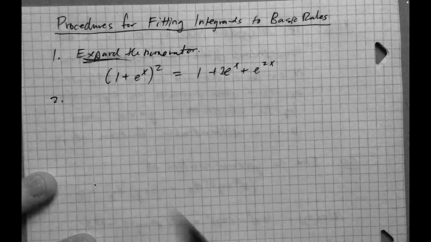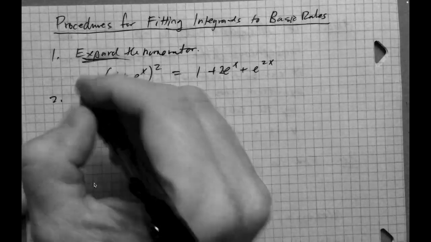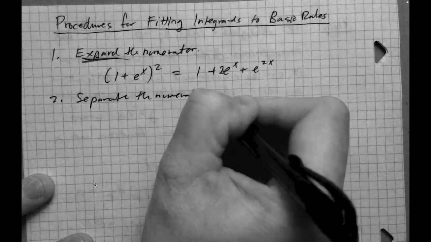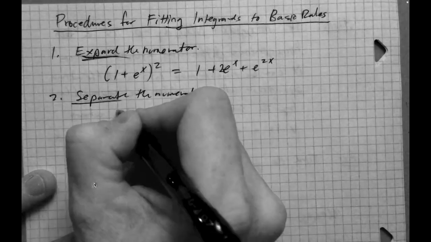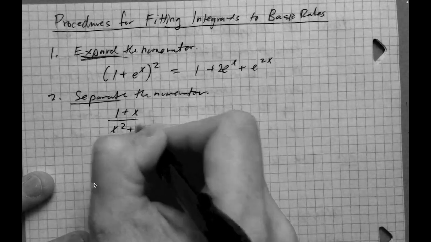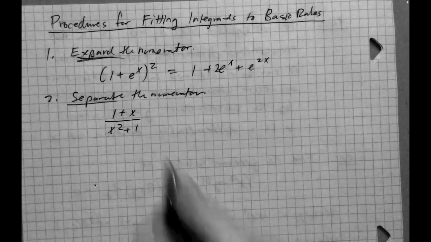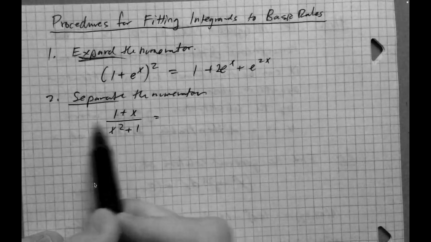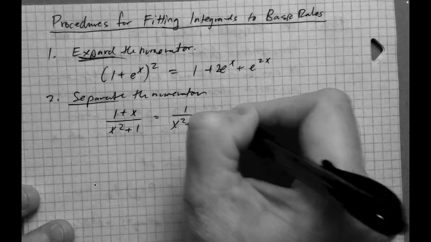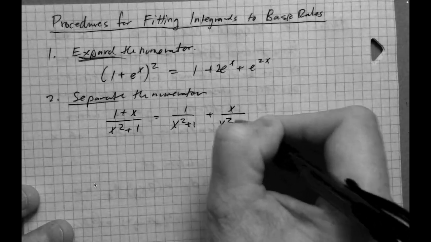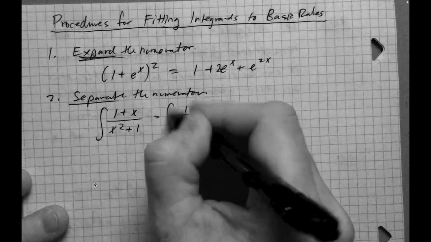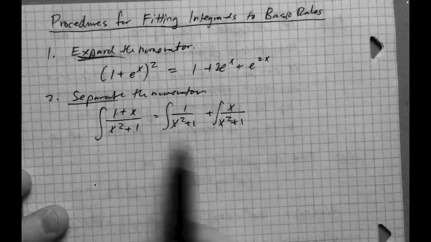Another one that's kind of obvious but worth putting on the list for sure is separate the numerator. Okay, so example here, we've seen this a number of times. 1 plus x over x squared plus 1, for example. But anytime you have multiple terms in the numerator, you can split it apart. This can be written as 1 over x squared plus 1 plus x over x squared plus 1. And again, just rewriting the integrand like this means it may be much easier to integrate.